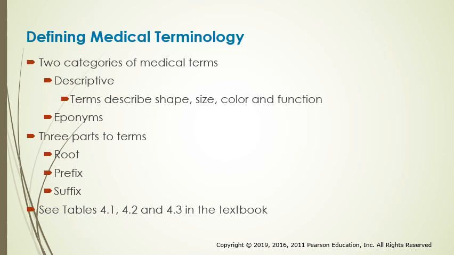So that is something where something is named after someone that invented it, whether it's a medical procedure or someone discovered a disease and it's named after them, things like that. There's three parts to a medical word. There's the root, the prefix, and the suffix. And if you look at tables 4.1, 4.2, and 4.3 in your textbook, it'll give you a breakdown of different root words and the prefixes and suffixes.